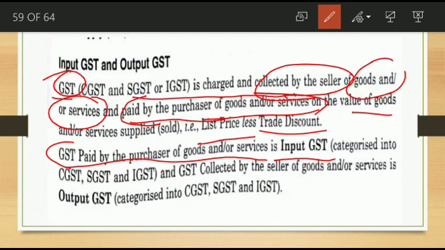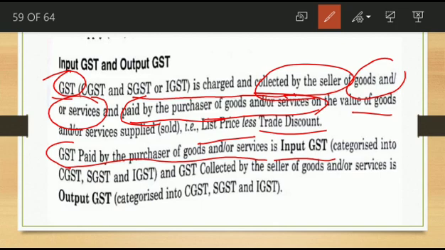So for GST paid by the purchaser, the purchaser's point of view, it means the customers, and sometimes business people themselves are purchasers. In factory cases, raw material is purchased. At that time also the factory is the purchaser, so they should pay this amount. From their point of view, that is input GST. Then from the seller's point of view, that is output GST.